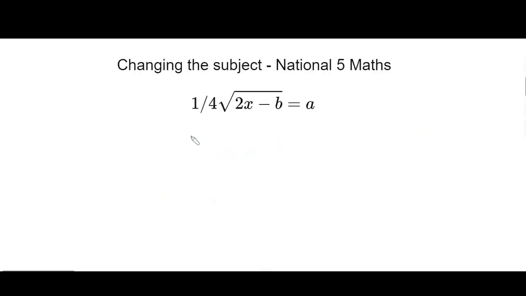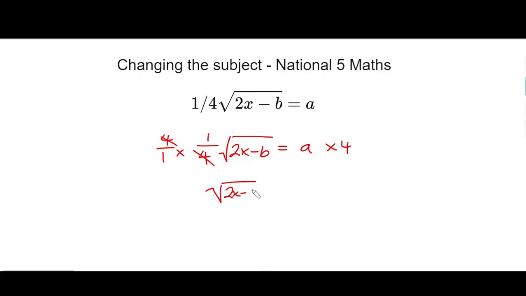Okay, so this reads as being a quarter of the square root of 2x minus b is equal to a. So how are we going to get rid of this fraction? This is a quarter, so if I times this by 4 over 1, like your fractions, that's going to get rid of that fraction, but I've also got to times this side by 4. So then that gives us the square root of 2x minus b is equal to 4a.